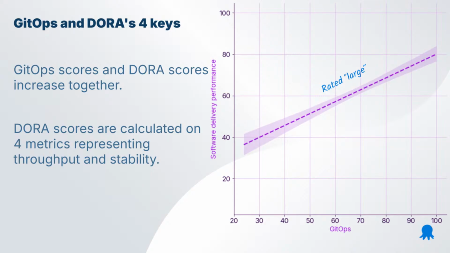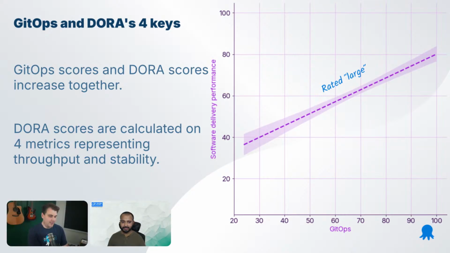So that is really leaning on DORA's 4 keys, or the DORA metrics: time to restore, deployment frequency, lead time for changes, and change failure rate. So we were able to, again, take the GitOps score of folks that responded and then correlate that here to how they're doing with software delivery, basically. And this one was really interesting. There is obviously a really strong correlation on this one.